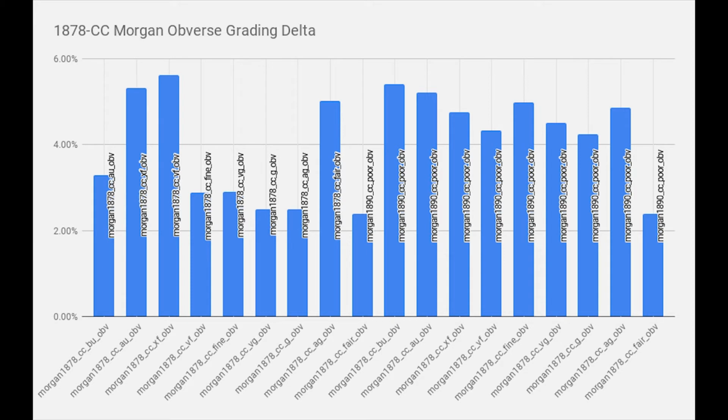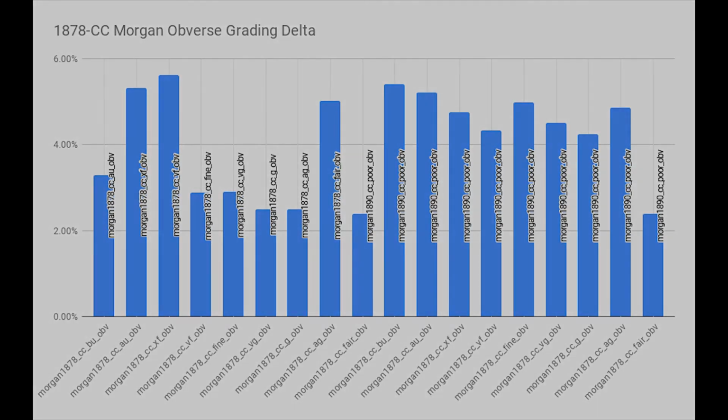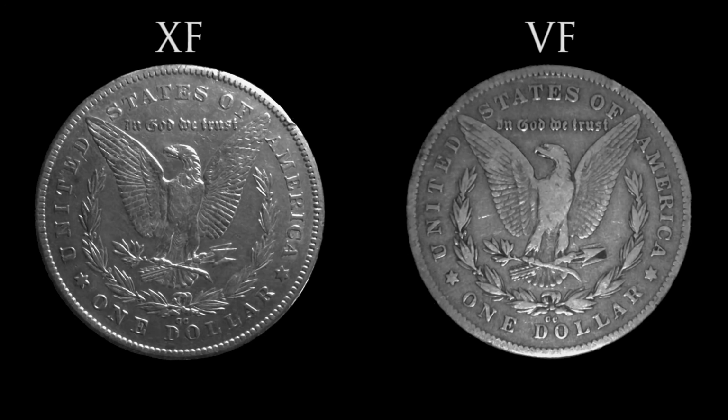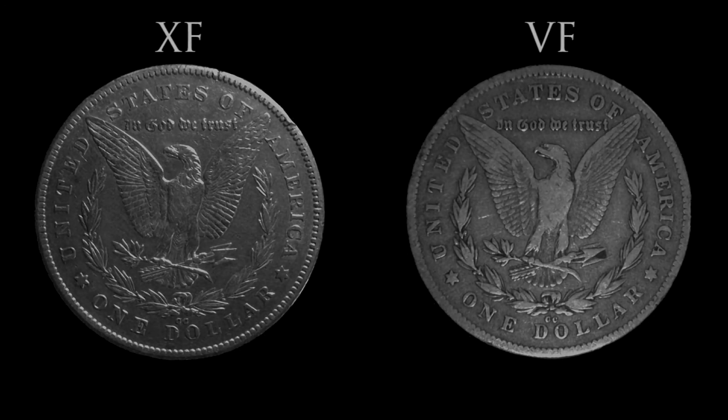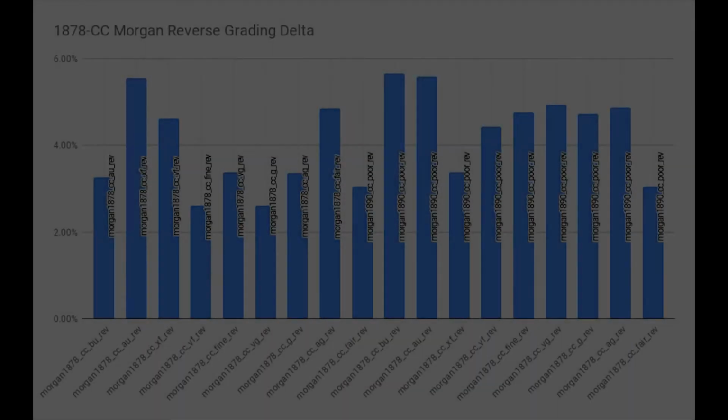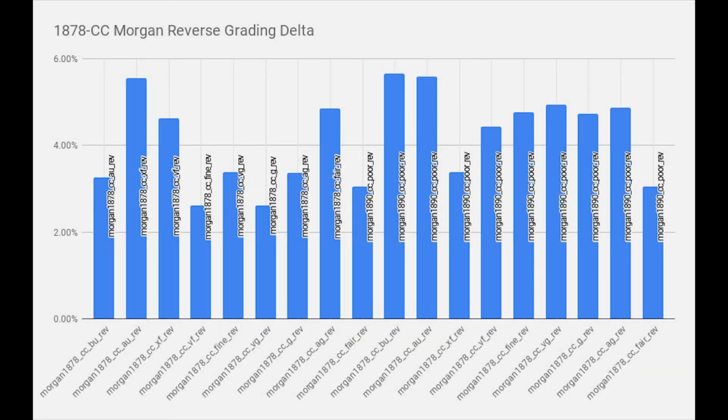The chart here reveals all of the deltas between all the grades, and at the end of the chart it compares each grade with the poorest graded coin. The reverse analysis, for example, between the extremely fine and very fine reverse produced about a 5% delta, so slightly more difficult to distinguish between the reverse than the obverse.